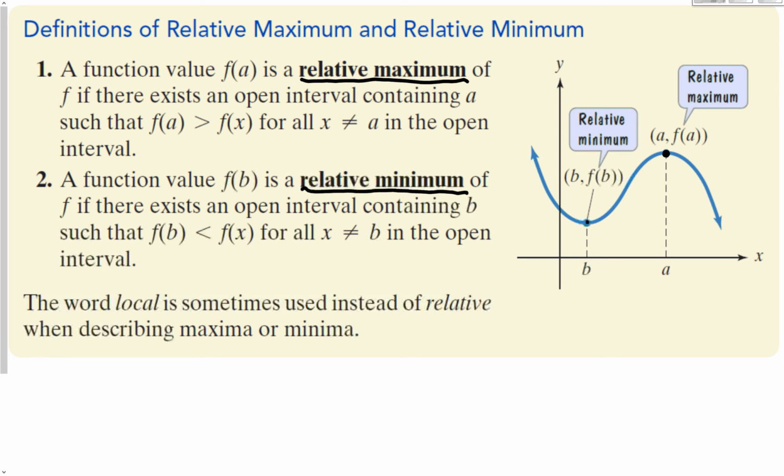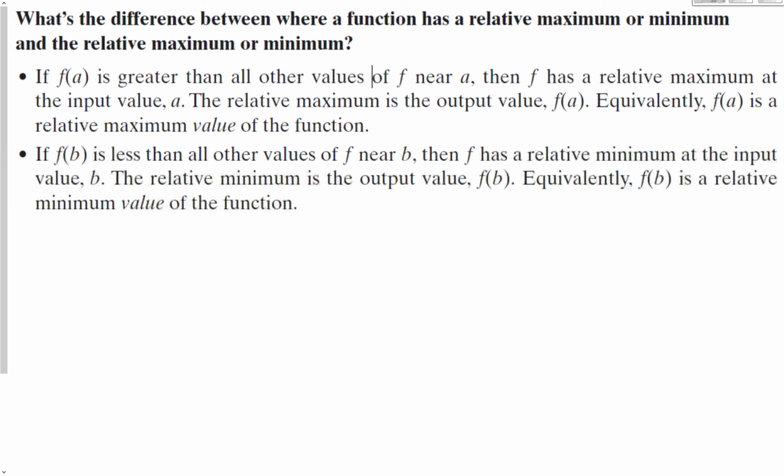The word local is sometimes used instead of relative when describing maximum or minimum. Okay, so we can talk about that a little bit as well. Here's the confusing part. What's the difference between where a function has a relative maximum or minimum and the relative maximum or minimum? You have to be very careful with the words there.